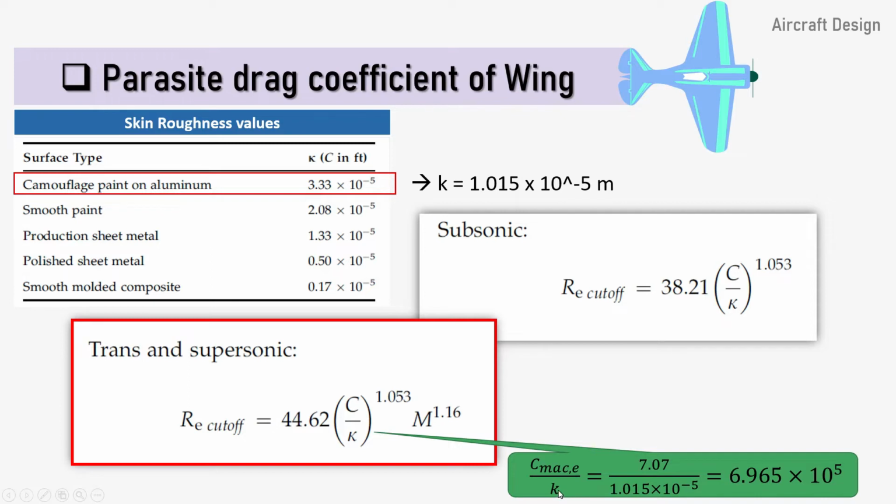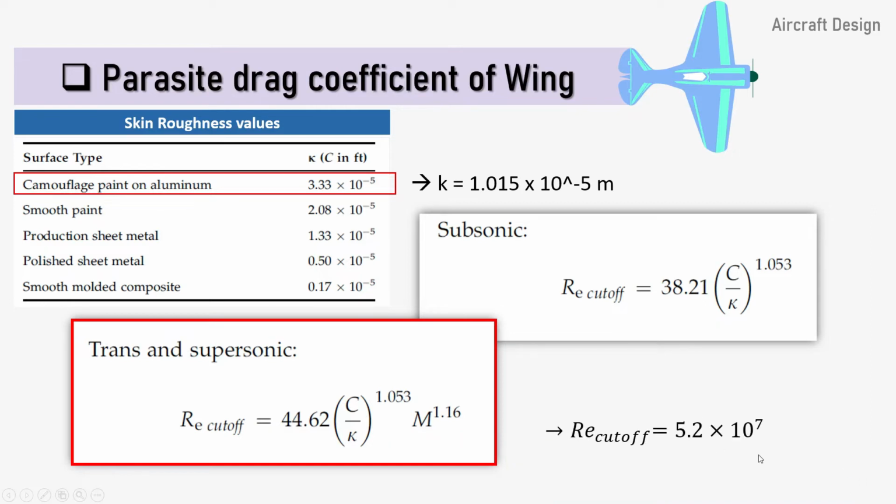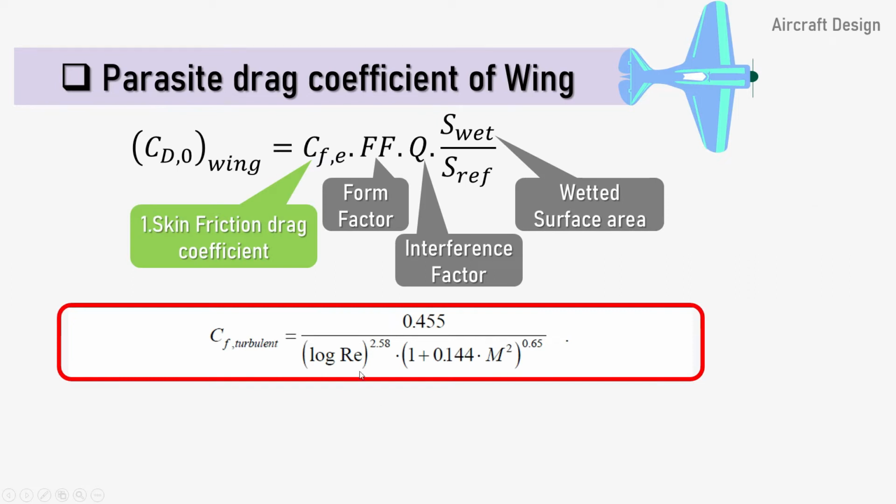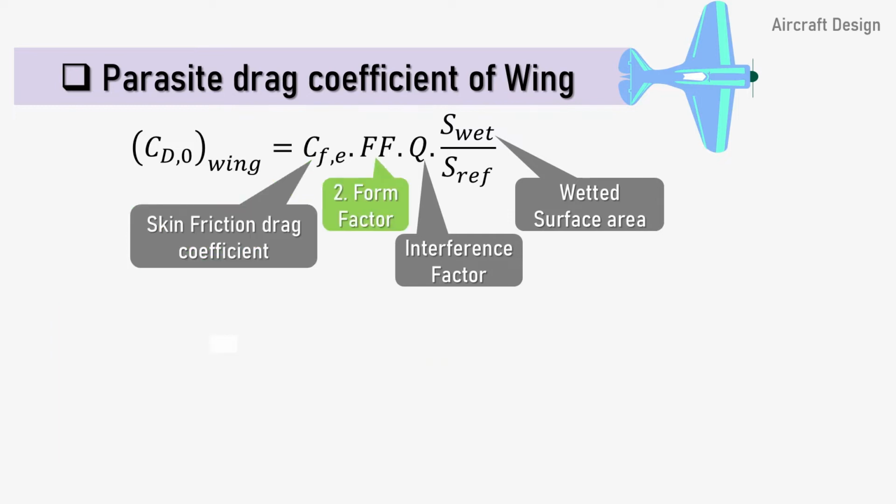Substituting the value, we get around 6.965 × 10^5. Now the cut-off Reynolds number comes to about 5.2 × 10^7. Now substituting back into the skin friction formula, with all the parameters, you get the CFE about 0.0022 skin friction coefficient. Similarly, the second parameter is the form factor of the wing.